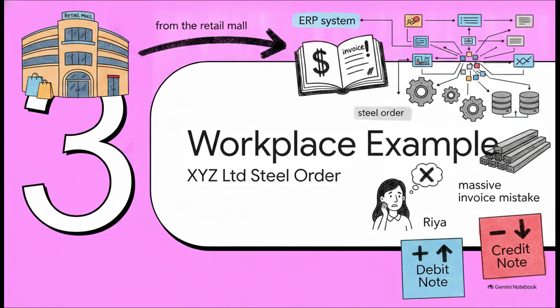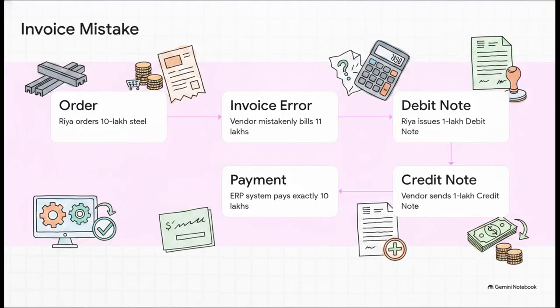All right, Section 3, the workplace example, XYZ Limited steel order. Let's take this out of the shopping mall and drop it right into a corporate ERP system to see how this actually plays out for a buyer, let's call her Ria, over at XYZ Limited. So, Step 1, Ria orders steel for 10 lakh rupees. But in Step 2, the vendor accidentally invoices her for 11 lakhs. Now, Ria doesn't just call them up and complain verbally. No way. In Step 3, she officially issues a 1 lakh rupee debit note right there in her system. Step 4, the vendor admits, yep, our bad, math mistake, and sends back a matching 1 lakh rupee credit note.